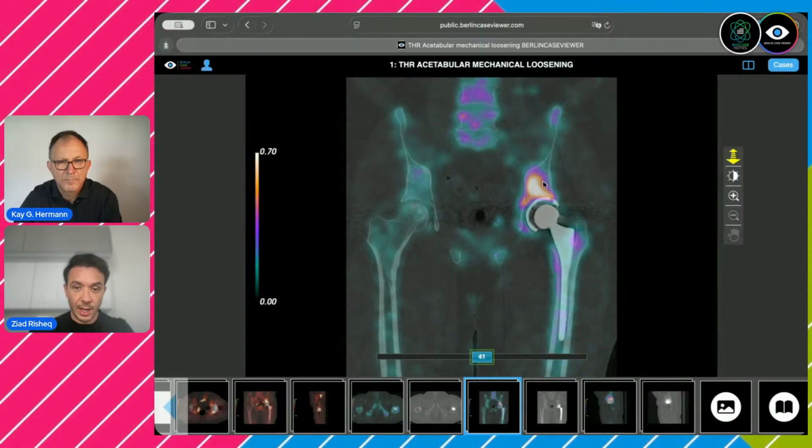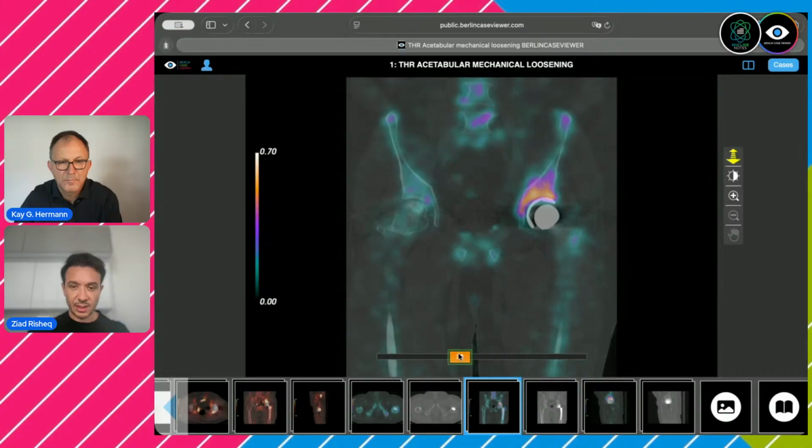So here you have zone 1, and here you have zone 2, and here you have zone 3. Zone 2 is less significant for fixation. We're more interested in zone 1 and zone 3. These are the important fixation zones. And when you have this diffuse uptake across 3 zones, as you can see over here, this is basically consistent with an abnormality. Most likely it's loosening, and in this case we have loosening.